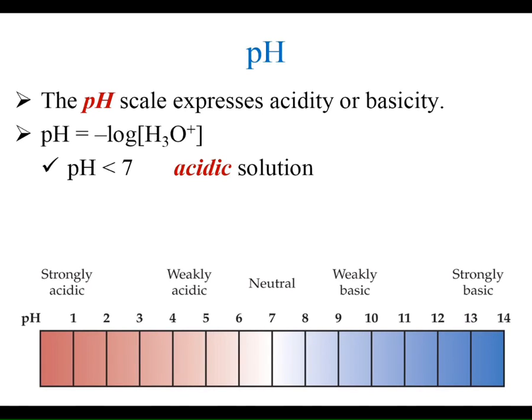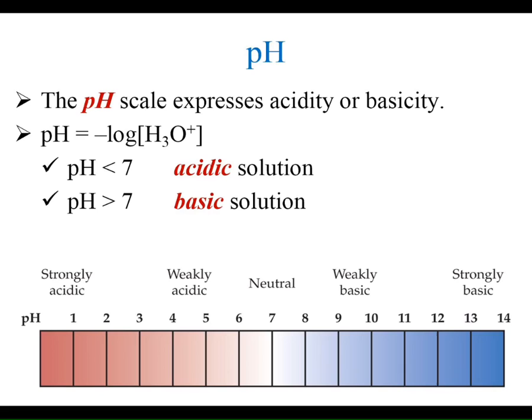So a pH of less than 7, that's acidic. Again, if it's right on 7, that means the same as water, neutral. Neither acid nor base. They're equal. They are canceling out. And if it's above 7, that means it's basic. So if the pH is 8, 9, 10.